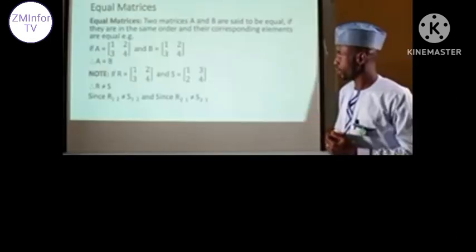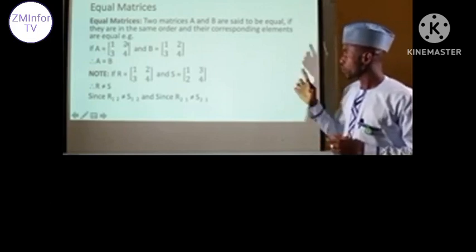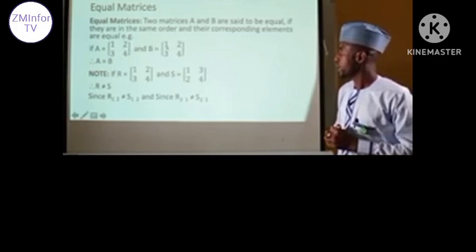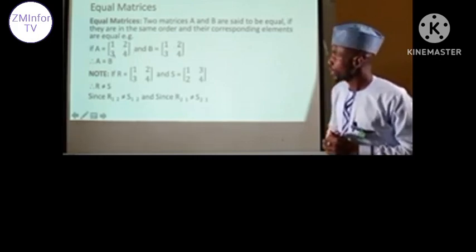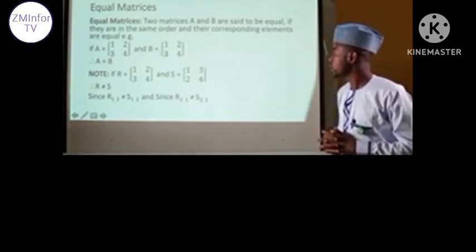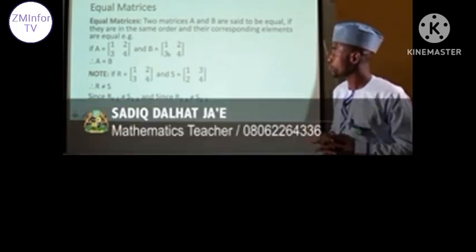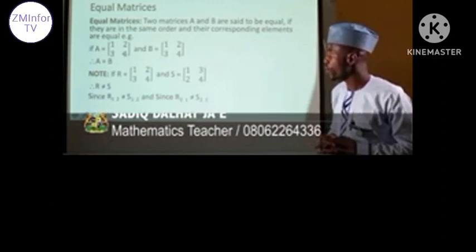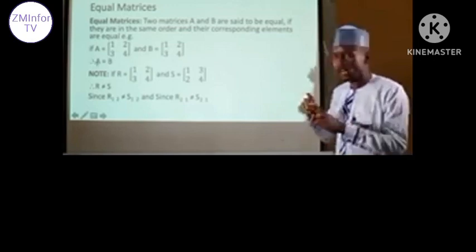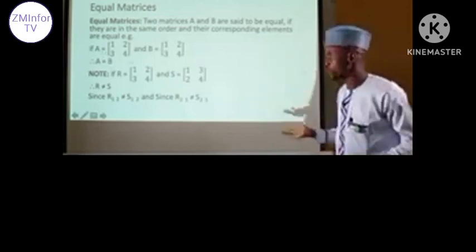When you look at matrix A and matrix B, the first element in matrix A is 1. Likewise, that of matrix B is also 1. The second element in matrix A is 2, and that of matrix B is also 2. Going to the second row, the first element in the second row is 3, while in matrix B, the second row, first element is also 3. Then we have 4 and we have 4. Now looking at matrix A and B, they are in the same order. Likewise, their corresponding elements are equal. Finally, you can deduce that matrix A is equal to matrix B.